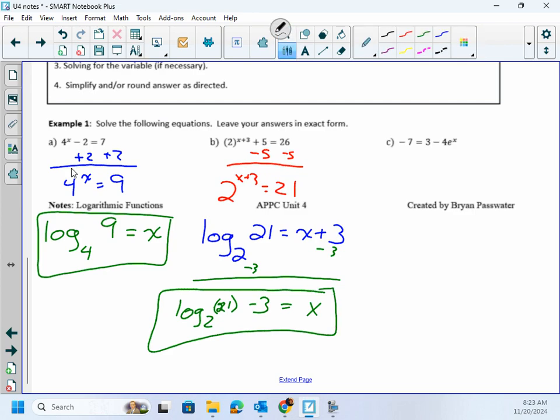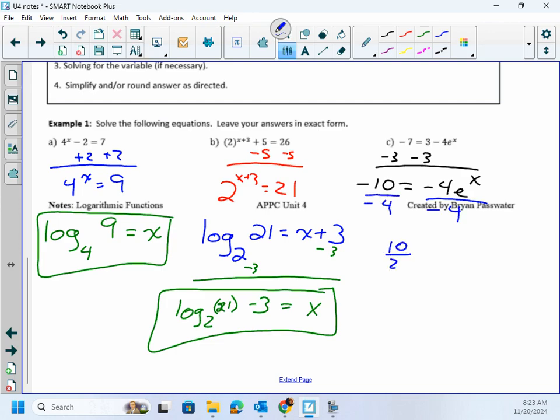For C, I'm going to do the same thing. Again, I'm going to get the exponential piece by itself, so I'm going to subtract 3. That gives you negative 10 equals negative 4 e to the x. Please note that that is a negative 4, not a positive 4. Again, I haven't gotten the exponential term by itself, so I'm going to divide by 4.